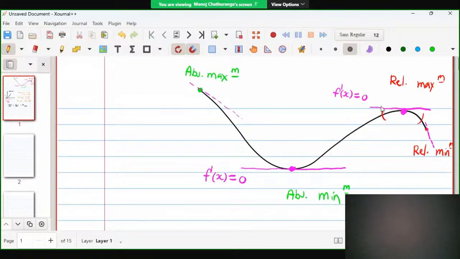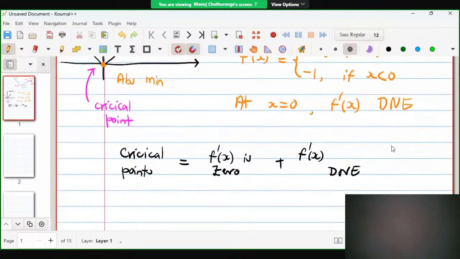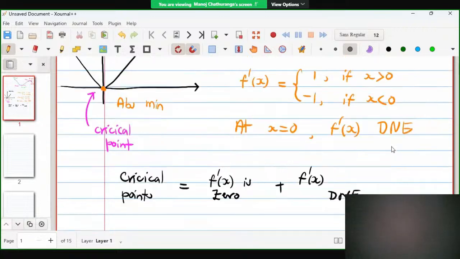So critical points. Using the derivative, we can find critical points. The definition of critical points is all about derivatives. It is not about maximas or minimas, it is about the derivative. It looks at the derivative and sees whether it is zero or whether it is undefined. If it is so, we say it is a critical point.